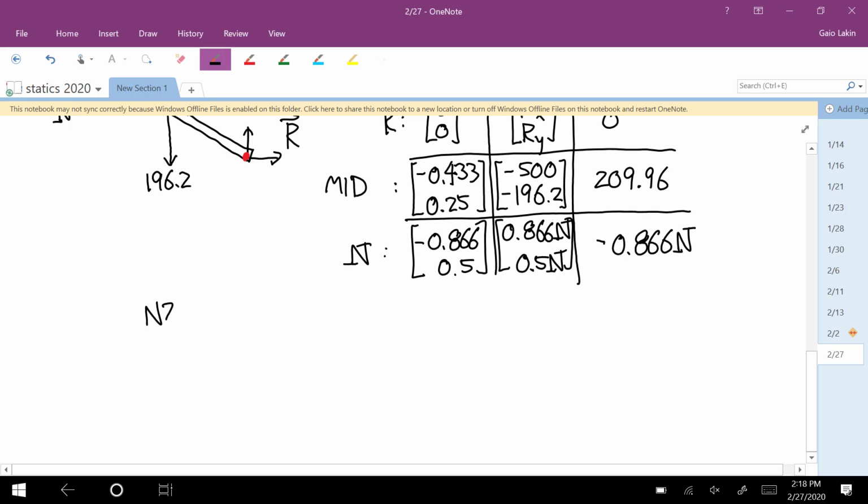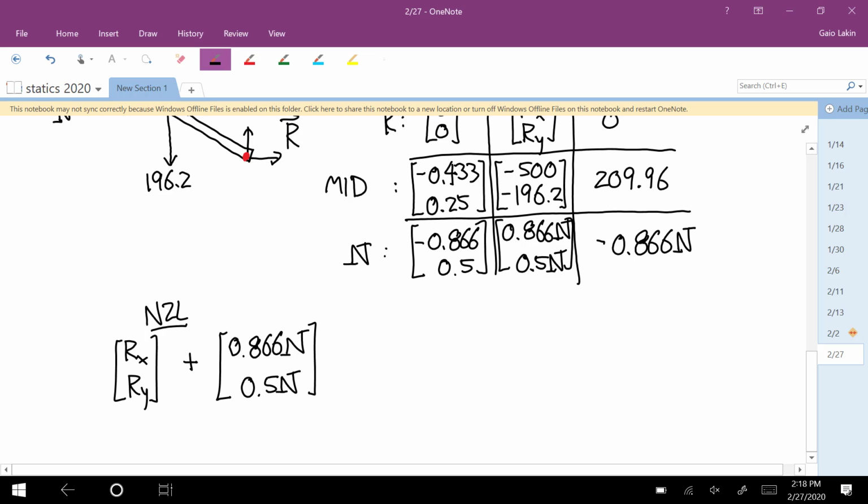Newton's second law says Rx, Ry plus 0.866 n, 0.5 n, and then plus -500, -196.2 is equal to zeros.